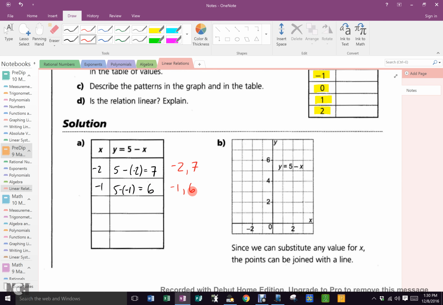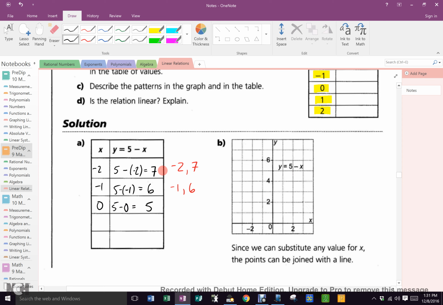Now, is this a linear equation? Do we know yet? No, we do not know yet. What do we need to prove it's linear? We don't have to complete the whole table. How far do we have to go to prove it's linear? 3. Because any 2 points could be joined by a line, couldn't they? Is that linear? No. But once I have a 3rd point, I know I'm linear. What's the next one? 0. 5 minus 0 equals 5.